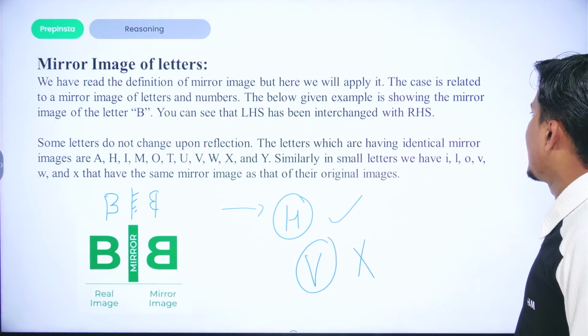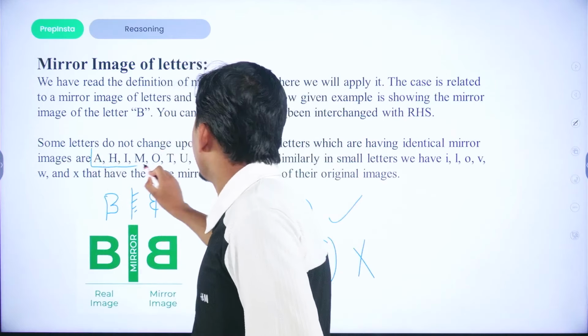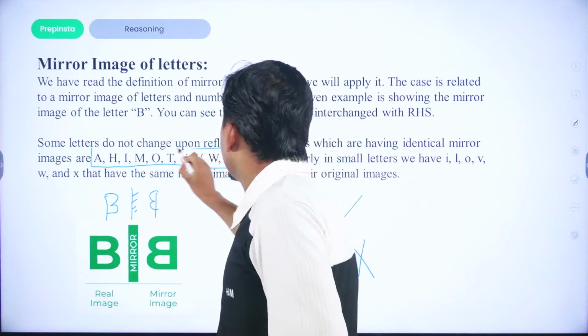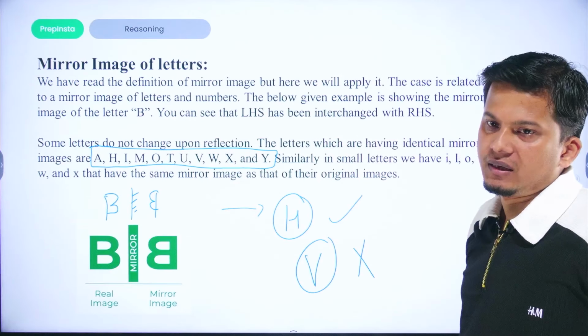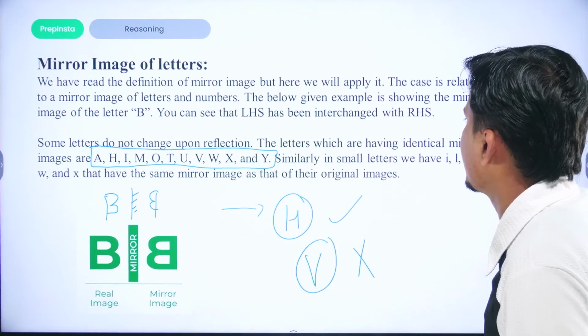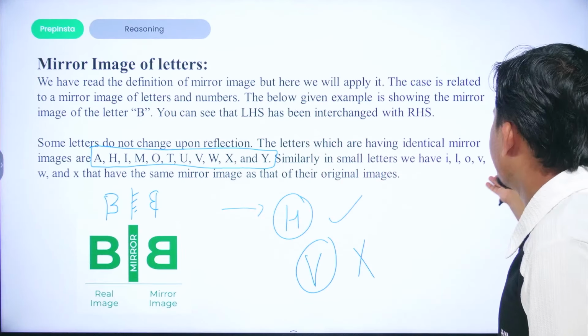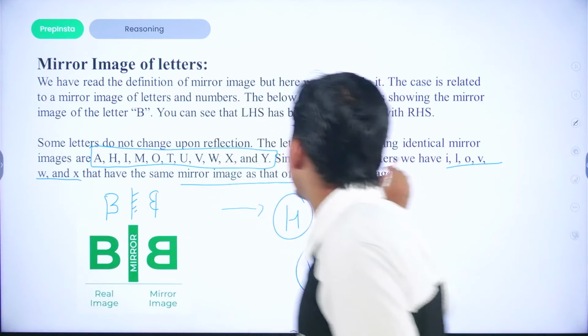The letters which have an identical mirror image are the letters which show the as-it-is position when they are aligned with the mirror, right? Like A, H, I, M, O, T, U, V, W, X, Y. Similarly, in small letters we have I, L, O, V, W and X that have the same mirror image.